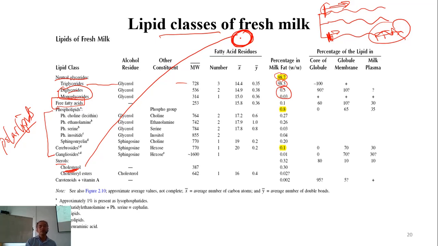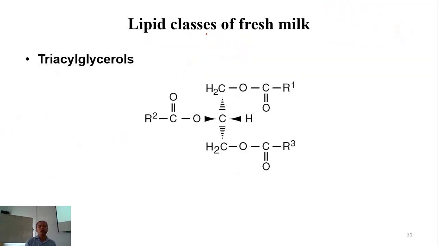Right. And then, of course, vitamins which are soluble in fat can be classified into the lipid groups. They have lipid characteristics. Okay.